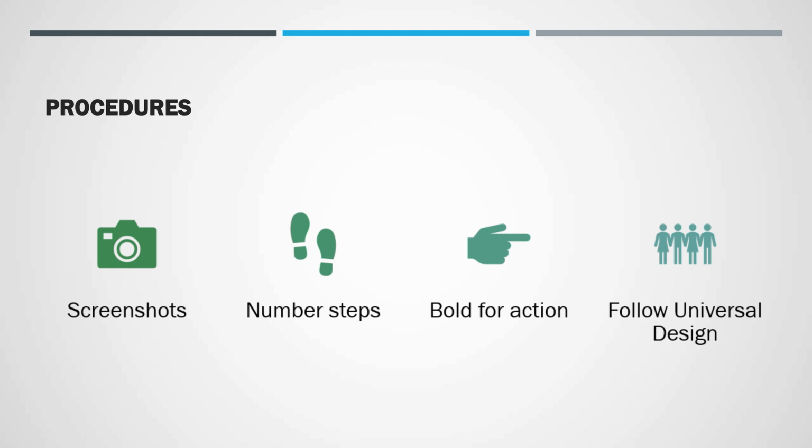Write for a universal audience. Instead of saying click, use choose or select. Not everyone uses a mouse, especially now with smartphone technology. Avoid directional terms such as up, down, left, or right. This is challenging for users with cognitive impairments.